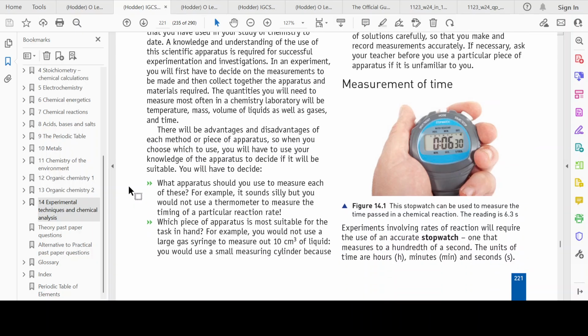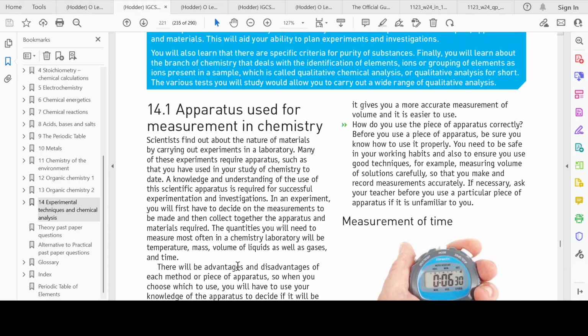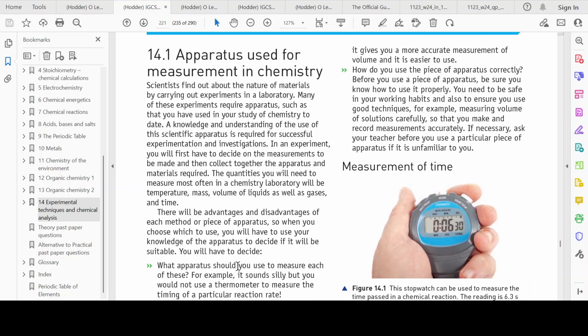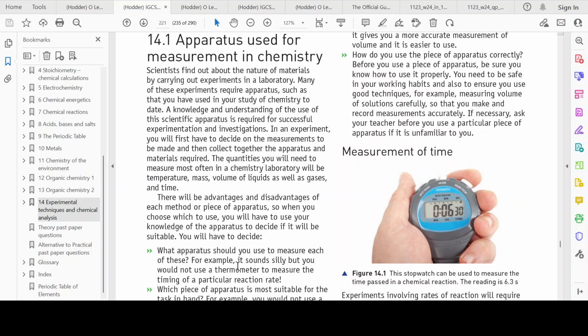Things you need to consider, right? What apparatus should you use to measure each of these? For example, it sounds silly, but you would not use a thermometer to measure the timing of a particular rate of reaction. Which piece of apparatus is most suitable for the task in hand? For example, you would not use a large gas syringe to measure out 10 centimeter cube of liquid. You would use a small measuring cylinder because it gives you a more accurate measurement of the volume and it is easier to use.